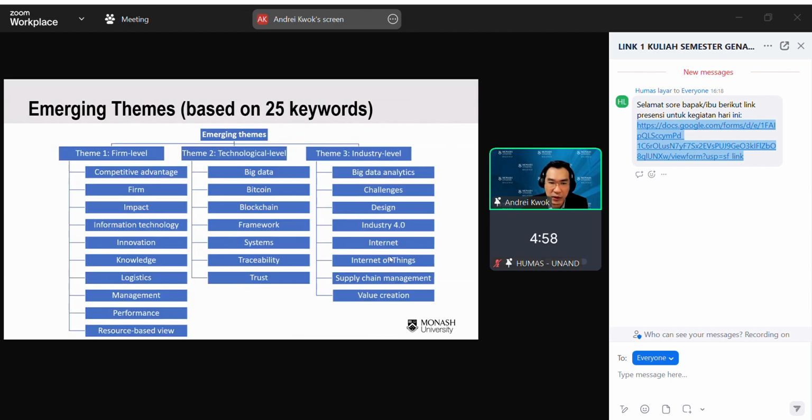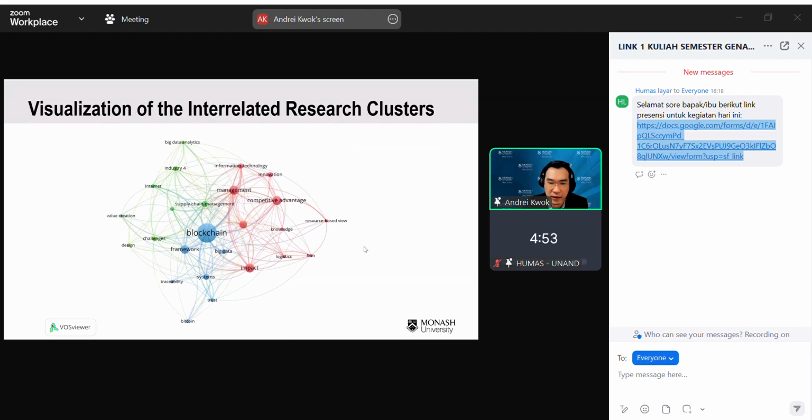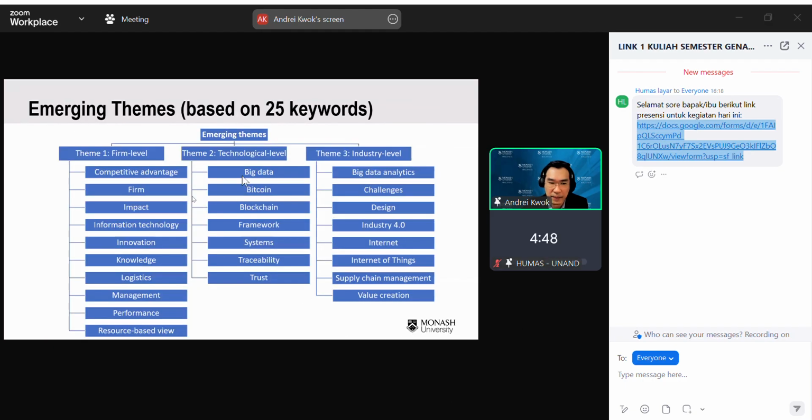And if we look at the different clusters, these are the 3 clusters. You can see green, red, and blue. We find that the first one, under firm level, we have keywords like competitive advantage, firm impact, IT, innovation. This actually describes how the impact is happening to the company. At the technology level, we see keywords like big data or Bitcoin. This is actually mostly for systems. This is mainly focusing on the characteristics of the technology.